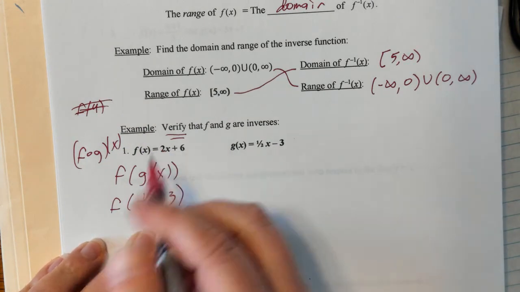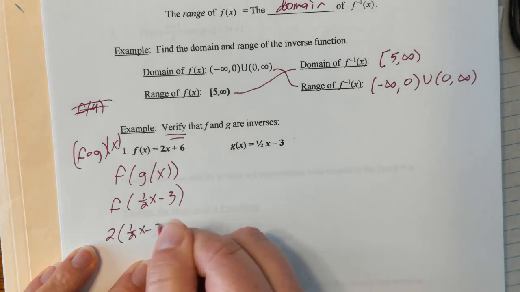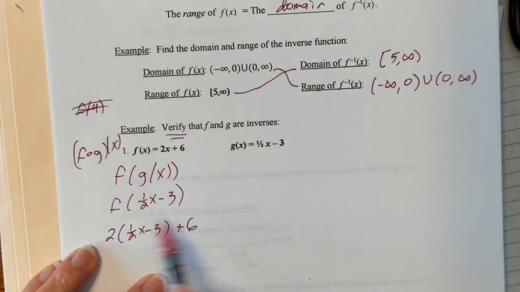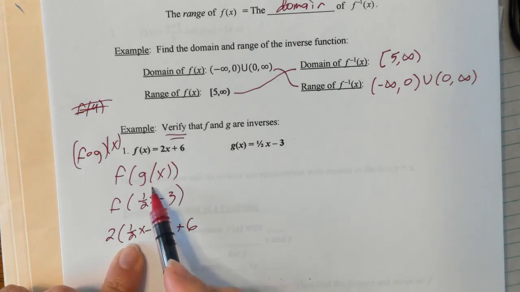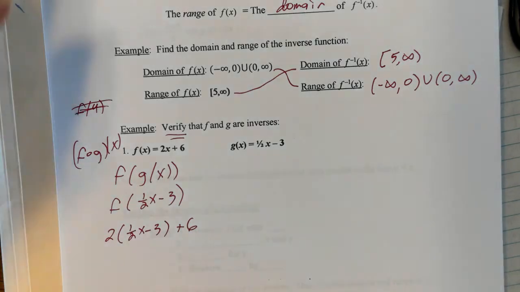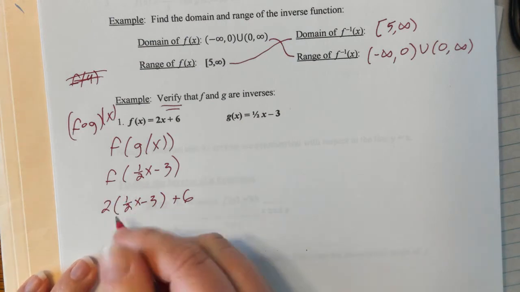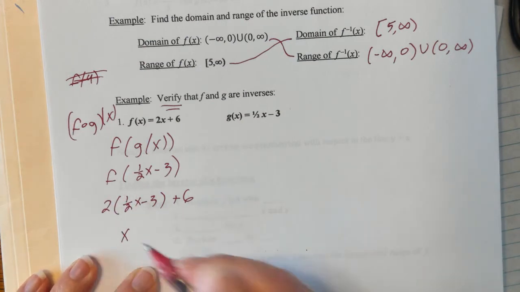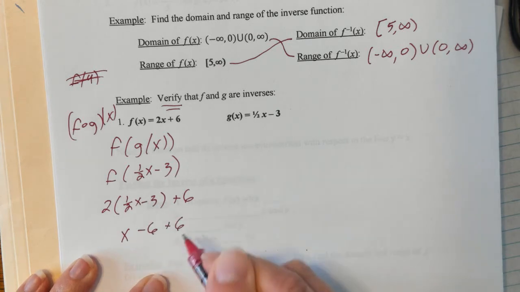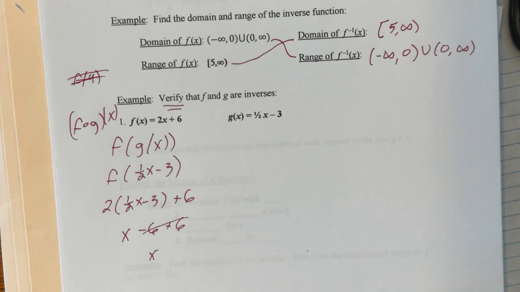So I'm going to rewrite the f function, but instead of x, I'm going to put 1/2 x minus 3. So I wrote 2x plus 6, but in the place of x, I put the g function, the 1/2 x minus 3. I'm going to clean this up. I'm going to simplify it a little bit. So I'll distribute the 2. 2 times 1/2 is 1, or 1x. 2 times negative 3 is negative 6, and then I have a plus 6. Negative 6 and positive 6 cancel and leave just plain old x.